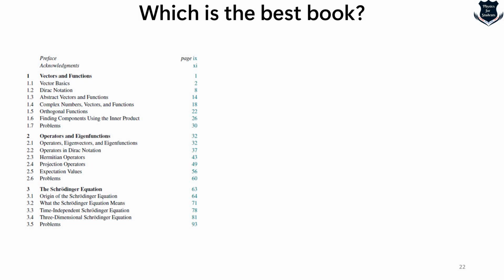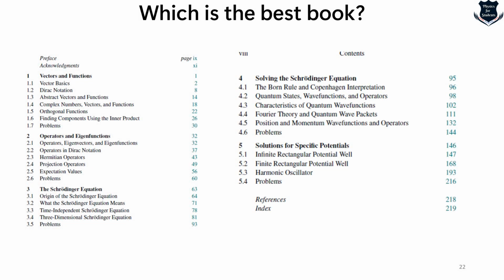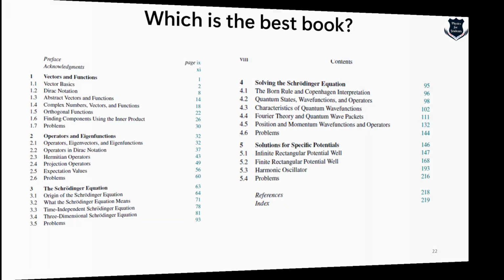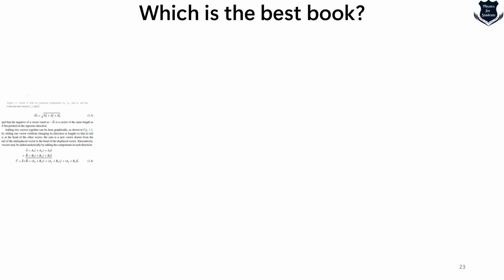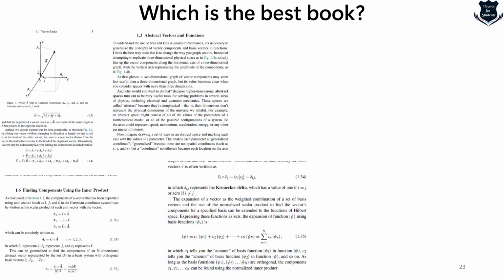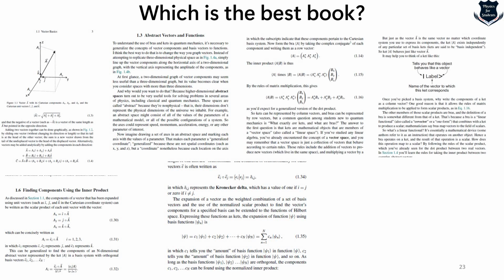Okay, so here you can see this is the table of contents, just 216 pages, but these 216 pages are a gem. It is a treasure, and I'm just going to show you why I'm saying that. So first you see these are the pages of which I have taken some screenshots. Vector basics, so it covers vectors, abstract vectors, notations, then Kronecker delta, finding components using inner product, and so on.